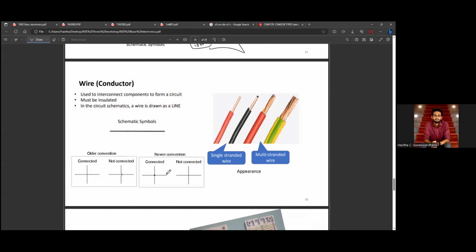there are two conventions. So this is connected and not connected. Here one wire is going above the other wire. In this convention, if this is connected, there is a dot, and if this is not connected, there is no dot.